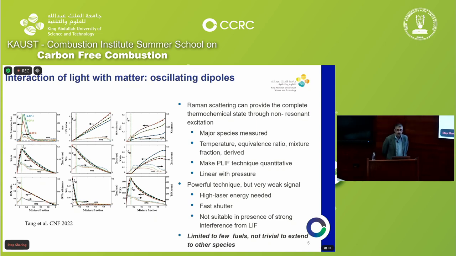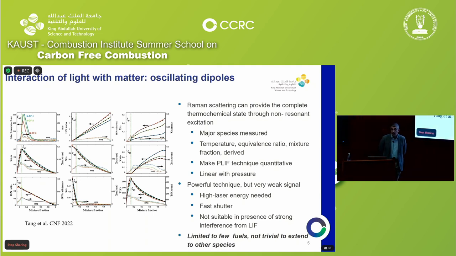In addition, it can be combined with laser-induced fluorescence of minor species. If we think of ammonia, things like NO, NH, NH2, all these important radicals that we want to measure. With LIF, conventionally, we have the problem of quenching. Even reaching saturation is not always possible, and even if you are in the saturated regime for LIF, you still need to know the temperature. So Raman, combined with LIF, can make these minor species measurements quantitative.